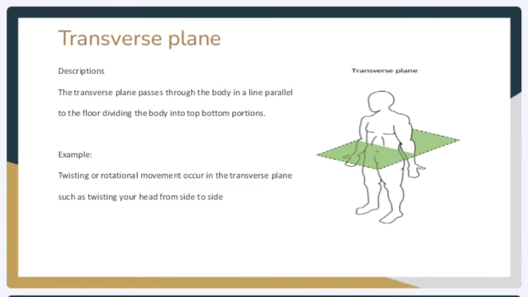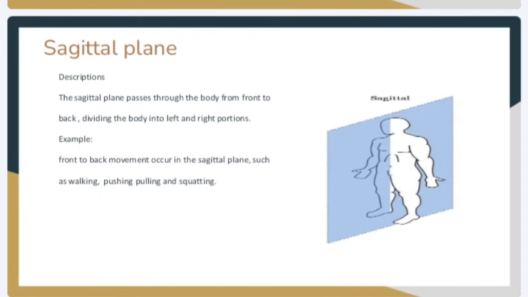Transverse plane. Description. The transverse plane passes through the body in a line parallel to the floor, dividing the body into top and bottom portions. Example: twisting or rotational movements occur in the transverse plane, such as twisting your head from side to side.